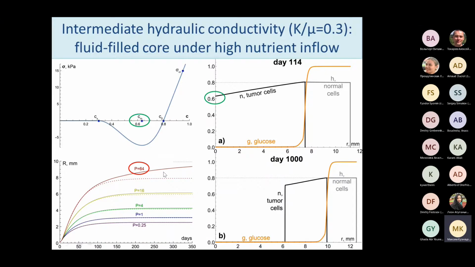Note that the abrupt declines in normal cell fractions indicate the boundaries of the normal tissue, where it was displaced from its initial position of 1 centimeter. At that, the total volume of normal cells was conserved in every simulation, since they neither proliferated nor died. And note that the normal tissue width therefore gradually decreases.